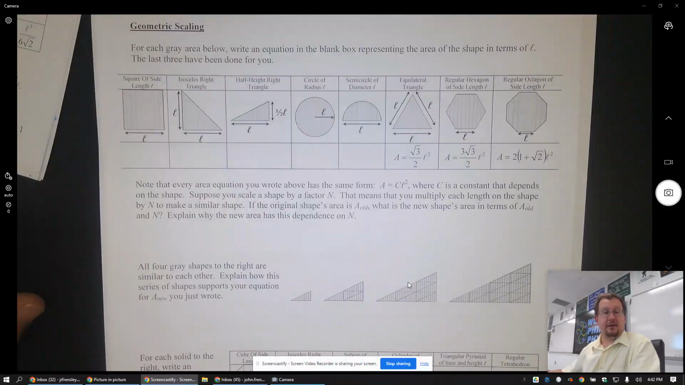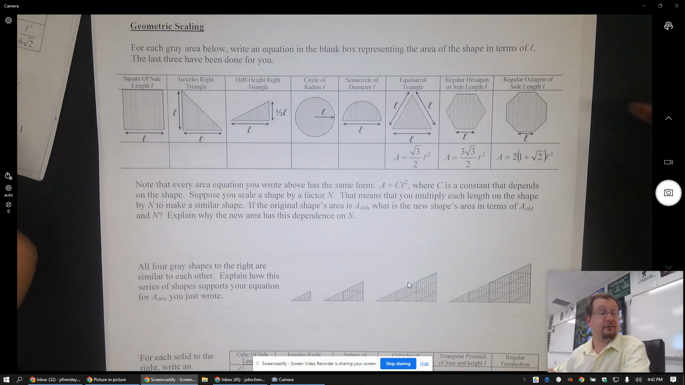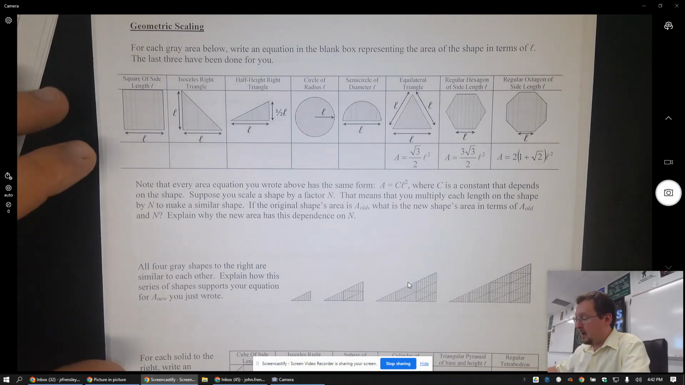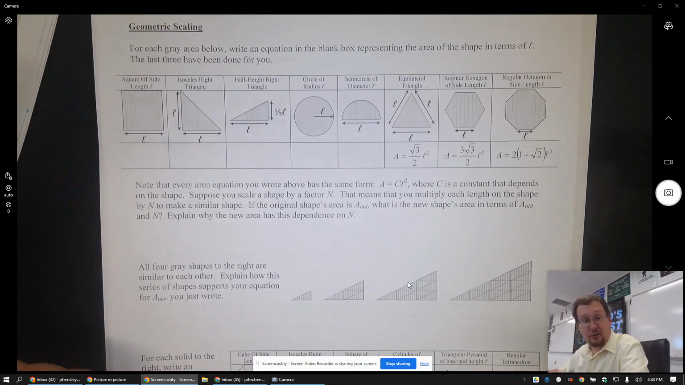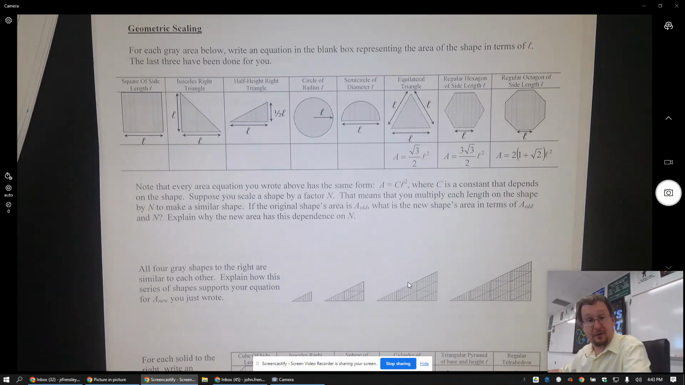Hello, I'm John Frensley, and I'd like to talk to you a little bit about geometric scaling and density as introductions to a unit on fluid dynamics for AP Physics 1. I'm going to talk through the notes here a little bit, and then in a separate video, I'll talk about my density labs and activities.